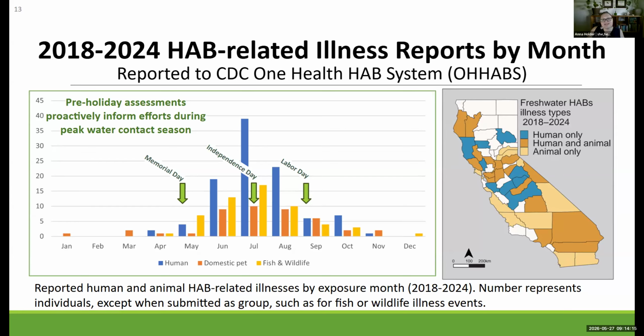And then the map on the right displays cases of illness by county, demonstrating that this is an issue statewide. And, you know, as you can see on the graph on the left, kind of also year round with peaks during the summer seasons.